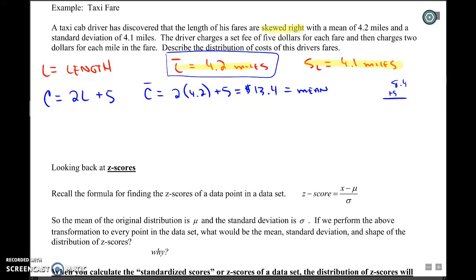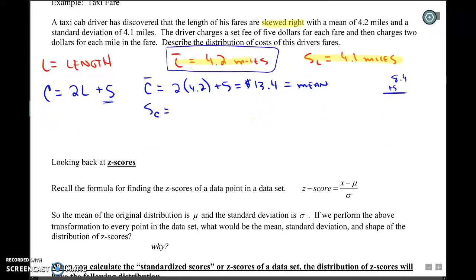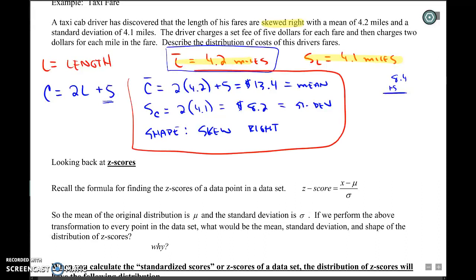Spread, this would be S sub C. Now the spread is not going to be affected by the addition of the 5. It only is affected by the multiplier. So I'm just going to take the 4.1 standard deviation and double that. So that's going to be a standard deviation of 8.2. That's equal to the standard deviation. And then the shape doesn't change. So if it was skewed right before, it's still going to be skewed right. So that would be my answer. And it didn't say anything about outliers, so I guess I don't know.